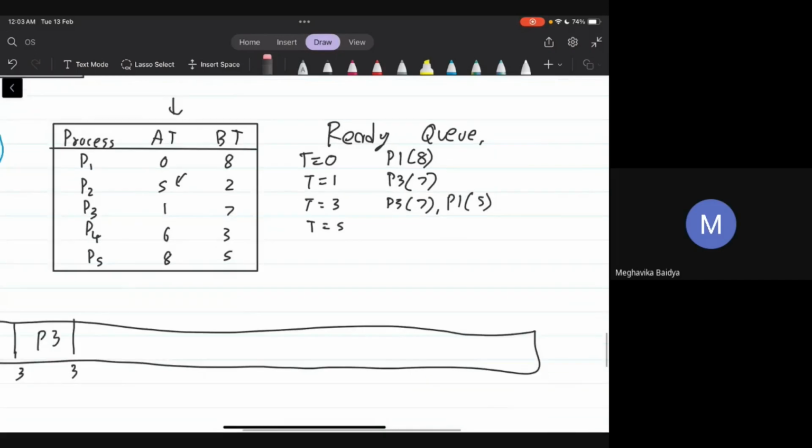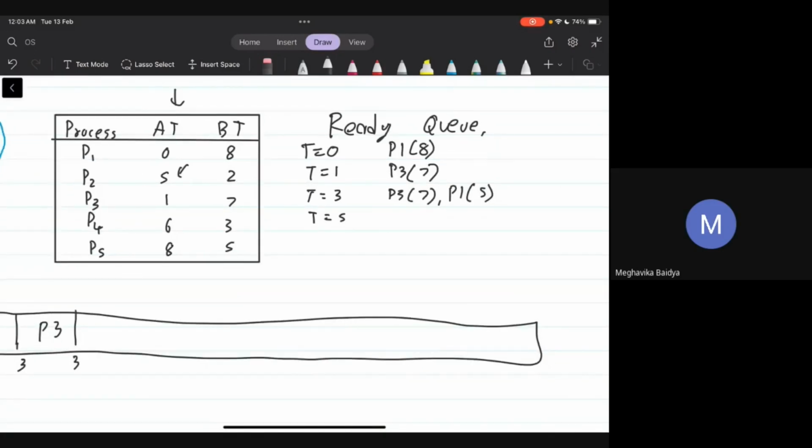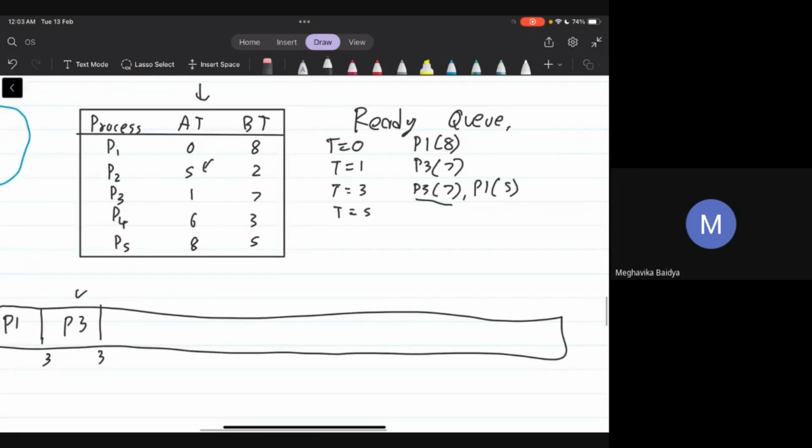At t equals 3, we are executing this one, P3 of 7. So we took the Gantt chart here, which is P3, it goes from 3 to 6. And then at t equals 5, you already have P1, right? So you'll write this P1 of 5. We are not writing P3 because P3 is currently being executed. If something is being executed currently, it won't be in the queue, right? It will go to the CPU.